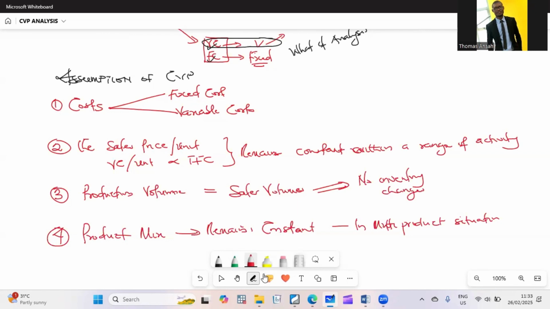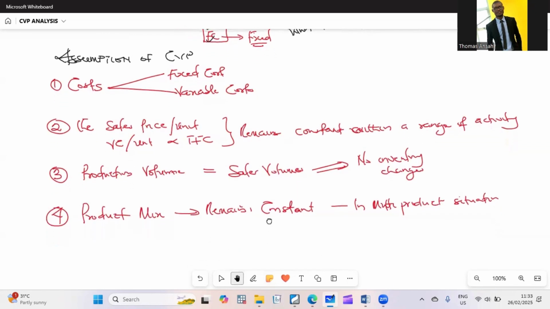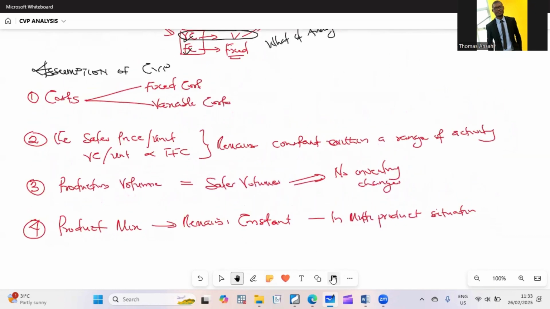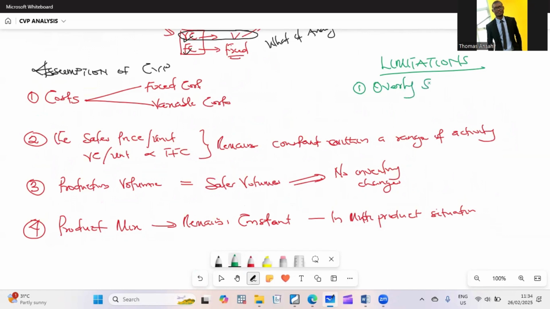So from these assumptions, we can deduce the limitations of CVP. You will definitely have limitations, because the truth is that it looks as if everything is constant, everything is constant. So the limitation is that this thing is too overly simplistic. It's too simple, right?